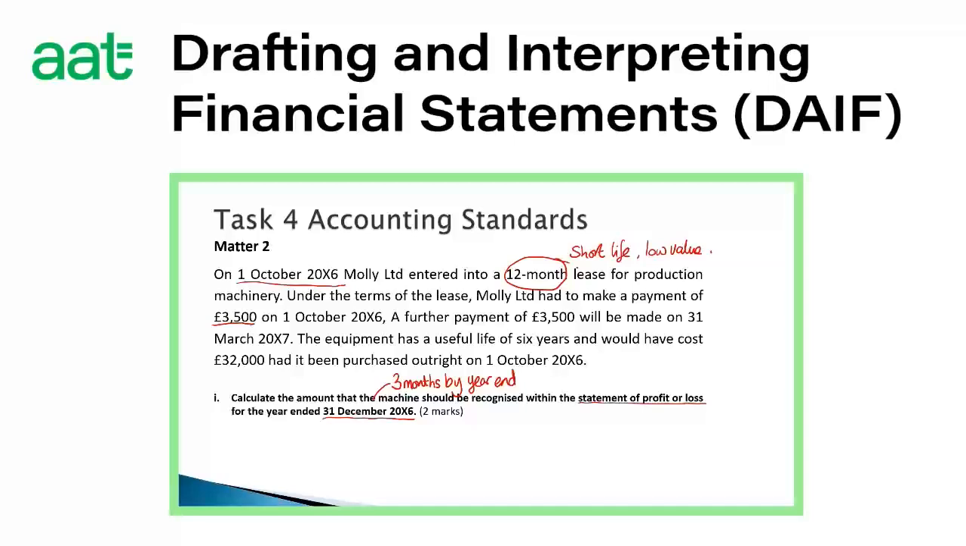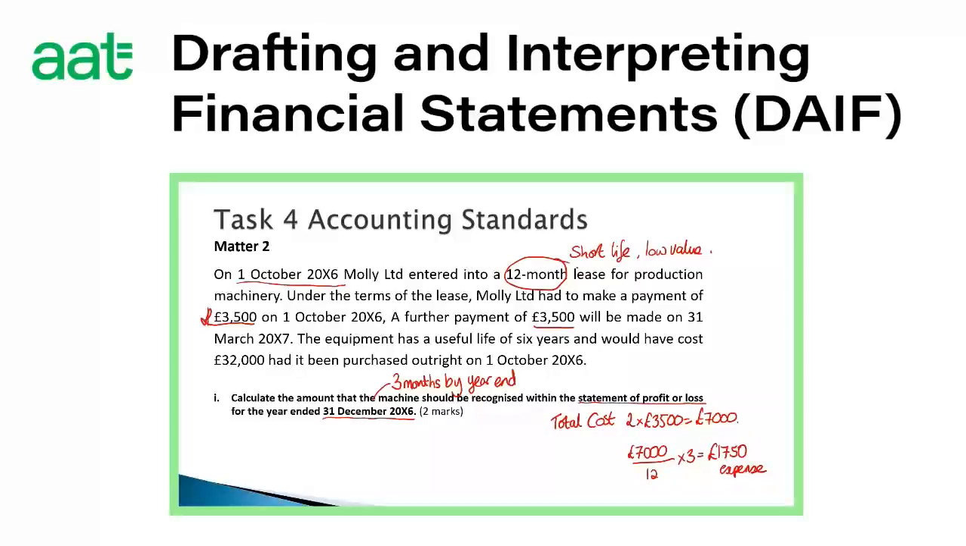So I only want to recognize 3 months of the expense in my accounts. How much is the total expense that we're going to recognize across the year? Well, it's two payments of $3,500, so my total cost is $7,000. But I only want 3 months' worth. So I take my 7,000, divide it by 12, times it by 3. We're going to recognize 1,750 of expense in the statement of profit or loss at year end.